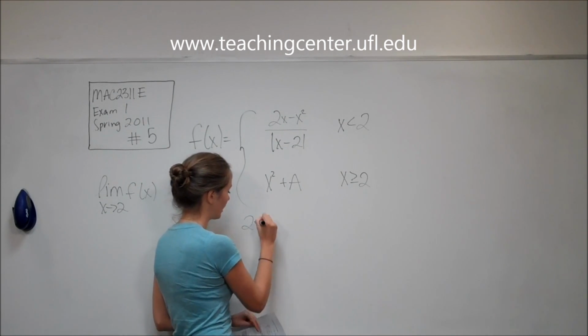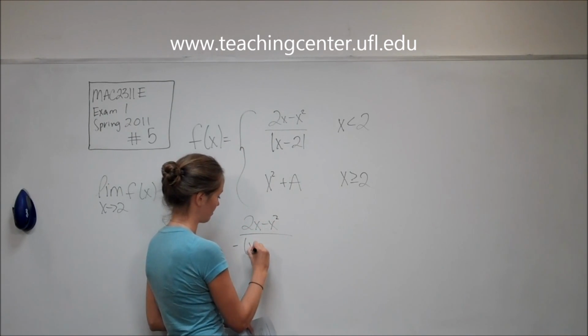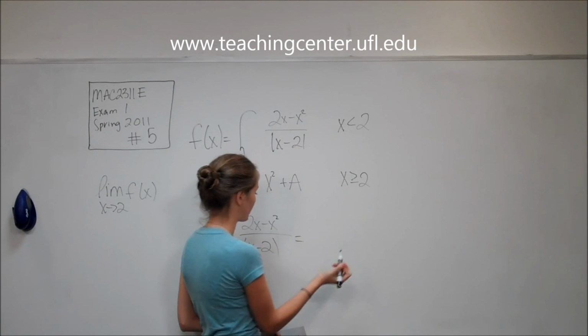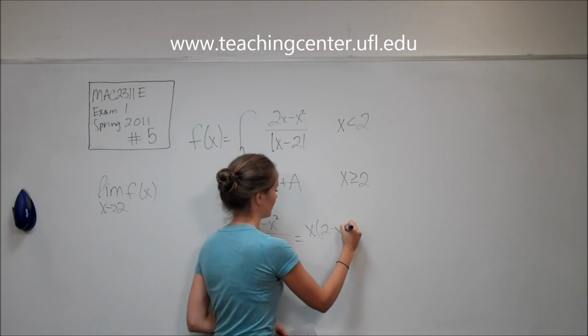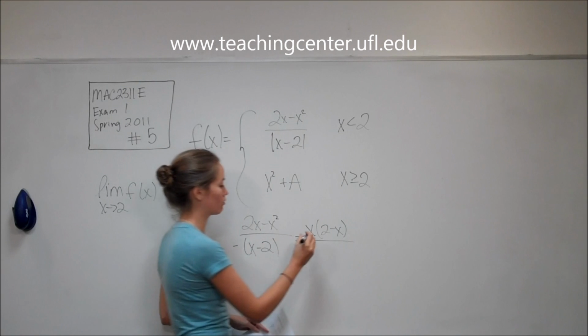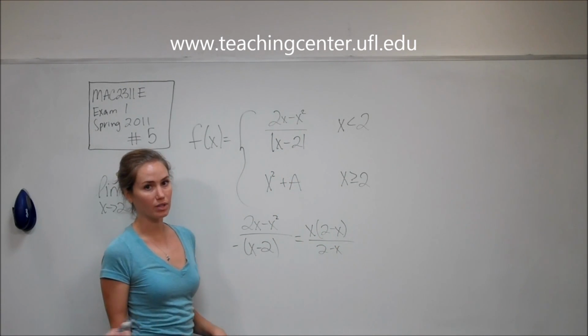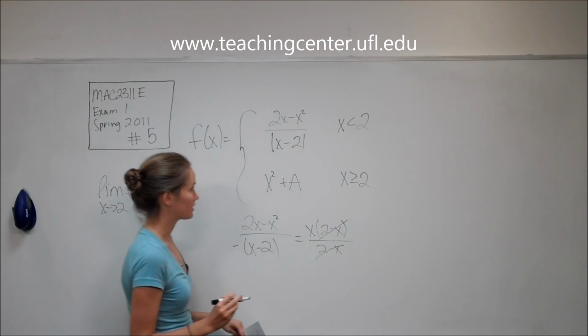So we have 2x minus x squared all over the negative of x minus 2. So we got rid of our absolute value bars, and now we can rewrite this. We can factor an x out from the top, so it's x times 2 minus x, all over, and if we distribute this negative sign in, we get 2 minus x. Now we can cancel the 2 minus x's out, so we're left with x.